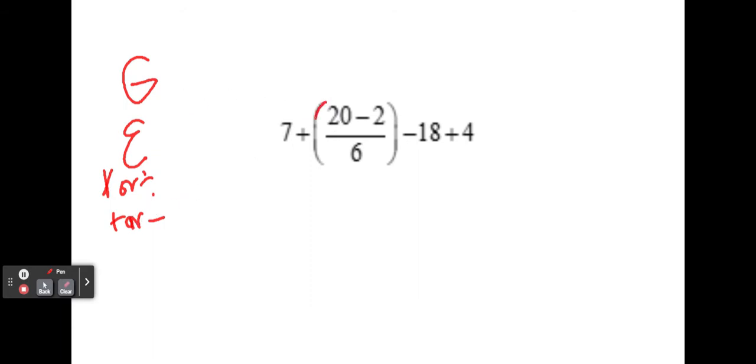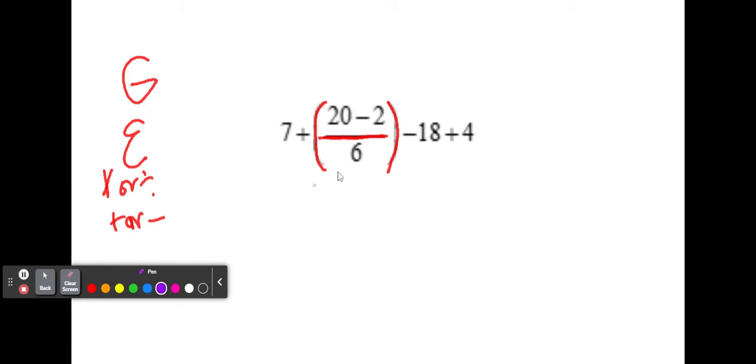All right, so grouping symbols. I see these brackets here. I also see a fraction bar. So I'm going to do what's inside of these brackets first. And this fraction bar tells me that I need to do whatever's on the top and then divide it by whatever's on the bottom when I simplify. So 20 minus 2 is 18, and 18 divided by 6 is 3. So the answer to these parentheses is 3.